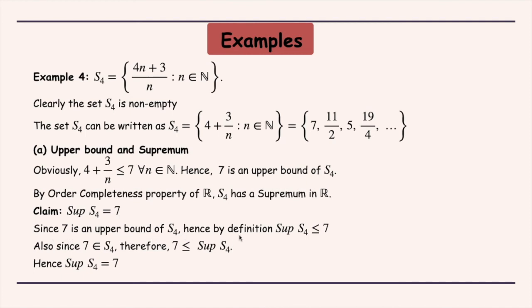Now the first thing which we note here is that since 7 is an upper bound for the set S4, therefore the supremum has to be less than or equal to 7, because the supremum by definition is the least upper bound. So it has to be less than or equal to any other upper bound for the set. Also, since this number 7 belongs to the set S4, the supremum being an upper bound would satisfy this inequality: 7 would be less than or equal to the supremum. Now if we consider these two inequalities together, we can see that the supremum of S4 is 7.